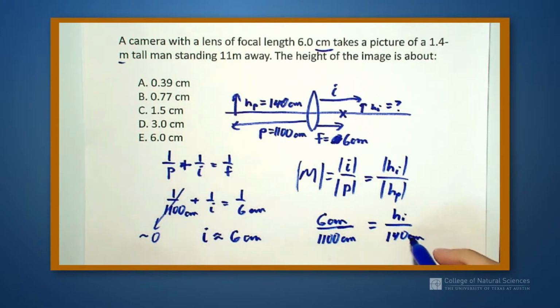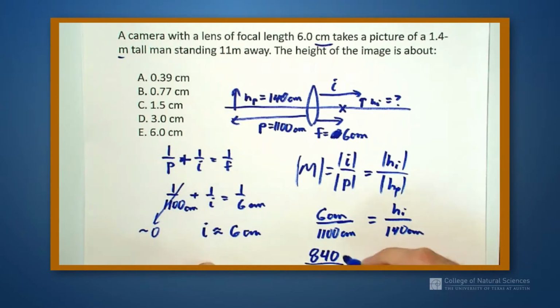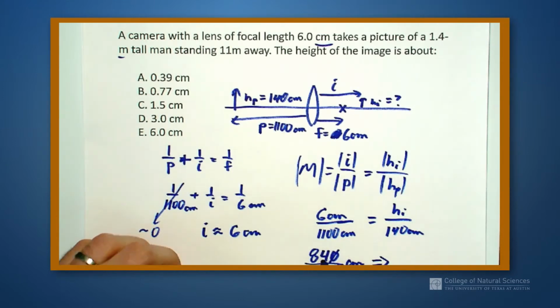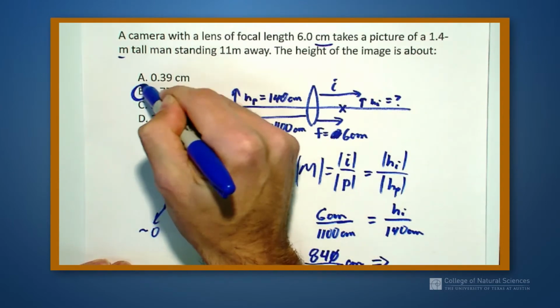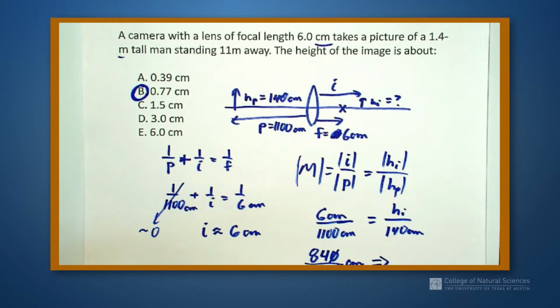So I'm going to multiply this through. I'm going to get, 6 times 0 gives me a 0. 6 times 4 gives me 24. So 4 carry my 2. 6 times 1 is going to give me 6 plus the 2. So I'm looking at 840 over 1100. So 84 over 110. I can actually look at my answers now and reduce this down to about 80 over 100, which looks like 0.77 centimeters. So this is going to give me 0.77 centimeters.